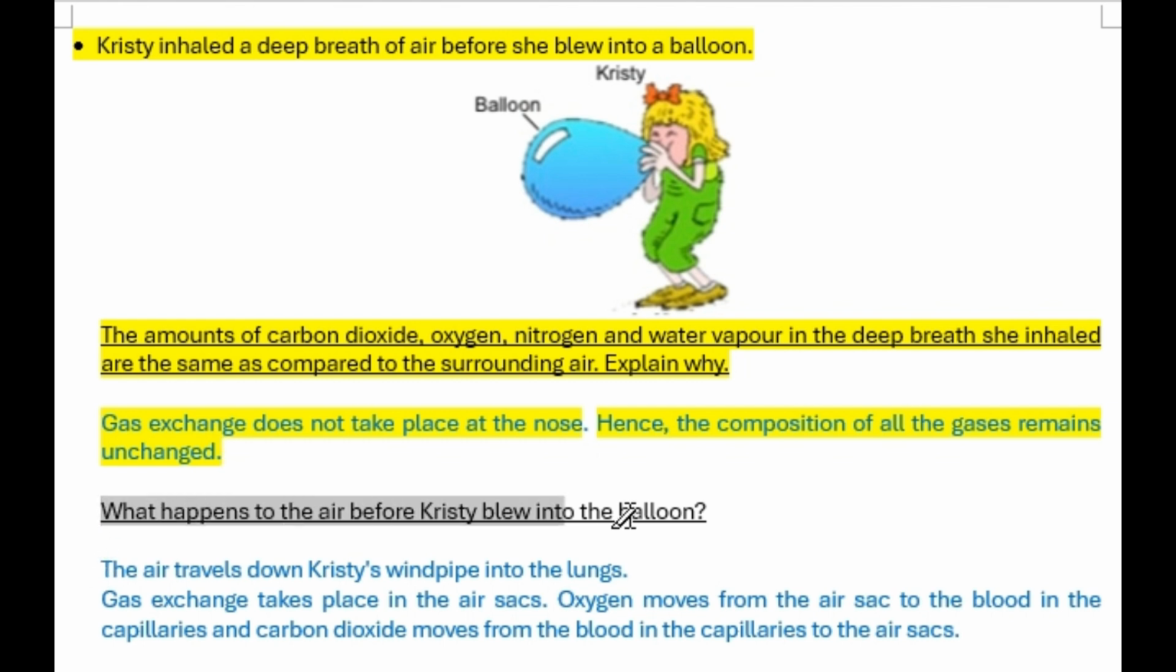What happens to the air before Christy blew into the balloon? The air travels down Christy's windpipe into the lungs. Gas exchange takes place in the air sacs. Oxygen moves from the air sac to the blood in the capillaries, and carbon dioxide moves from the blood in the capillaries to the air sacs.